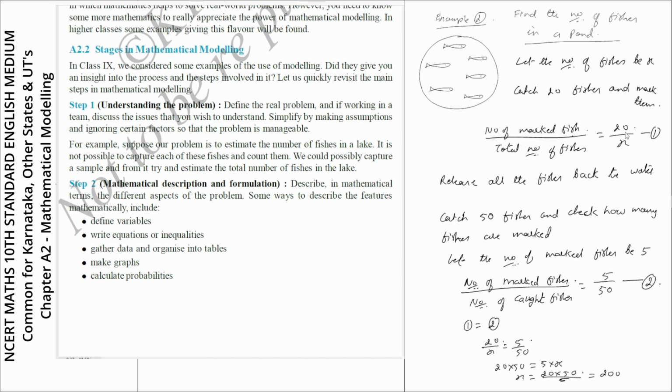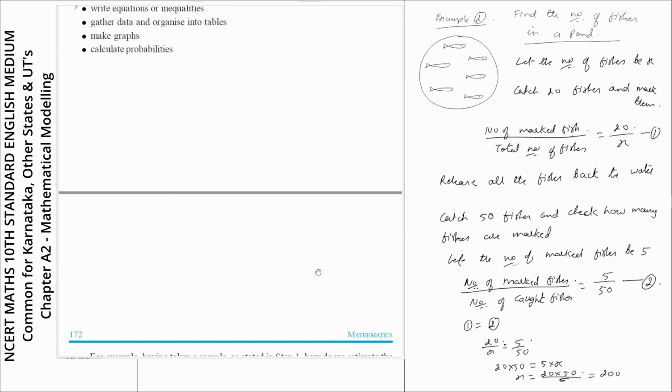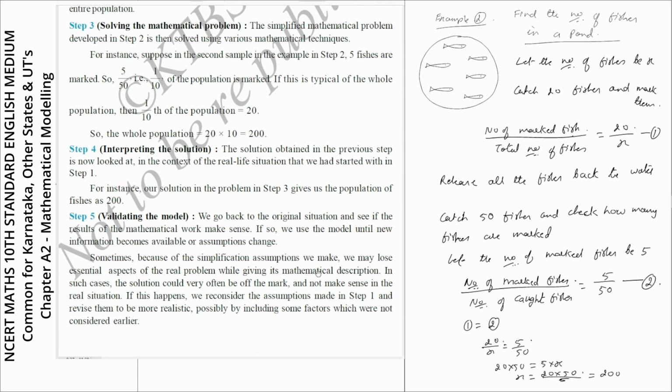We got 20 by x, and also in the second case we got number of marked fishes by number of caught fishes to be equal to 5 by 50. Okay, like this we can make some equations, and after that, solving the mathematical problem. So again, coming to this fish problem, we got two equations and we equated those two equations, and we finally found the value of x. X is the number of fishes in this pond. And then, interpret the solution.